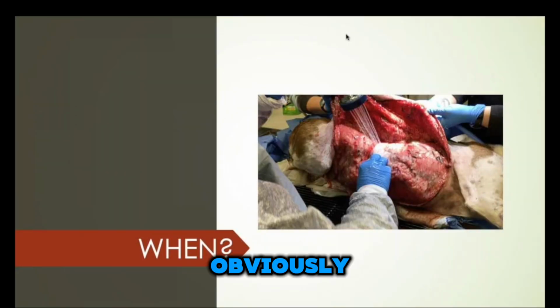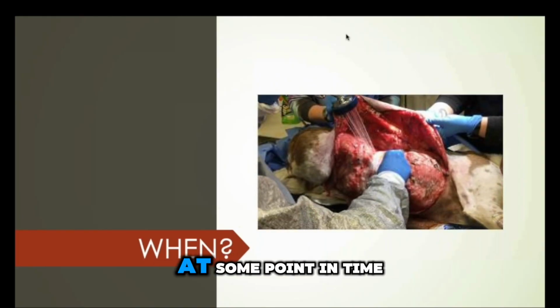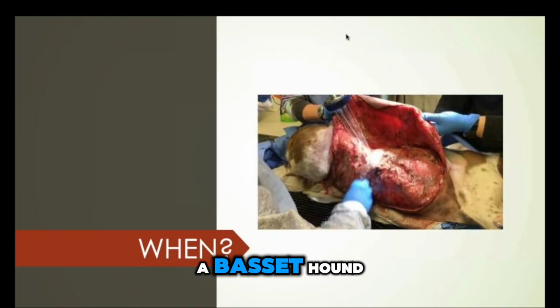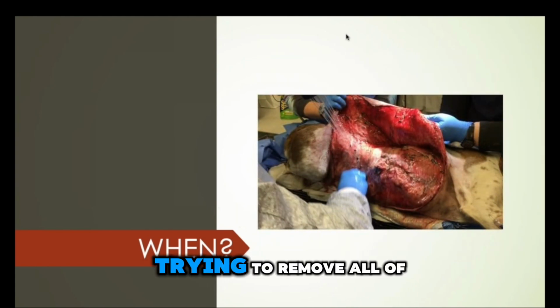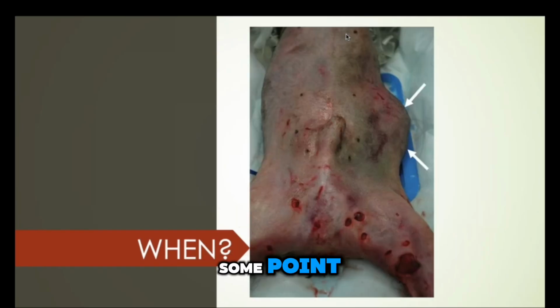Obviously, this is a case where using a drain is going to be very important at some point in time. This is a massive avulsion injury of the skin in a basset hound. And right now you can see we're using tap water, which normally I would not put into a wound except early on if we're trying to remove all of this dirt and debris. But at some point we're going to close this, and we can use a lot of tacking sutures to minimize dead space, but that's a lot of suturing and a lot of foreign material. So a drain would be used in this pup at some point.